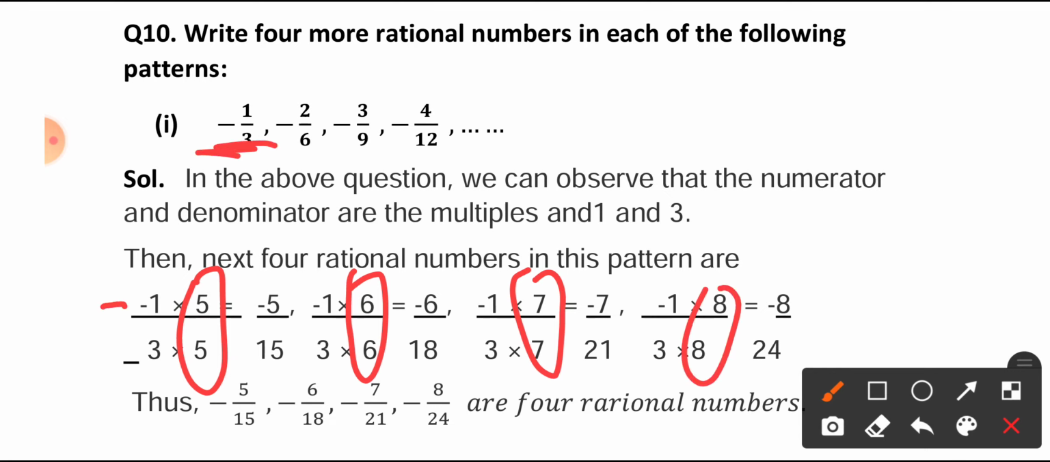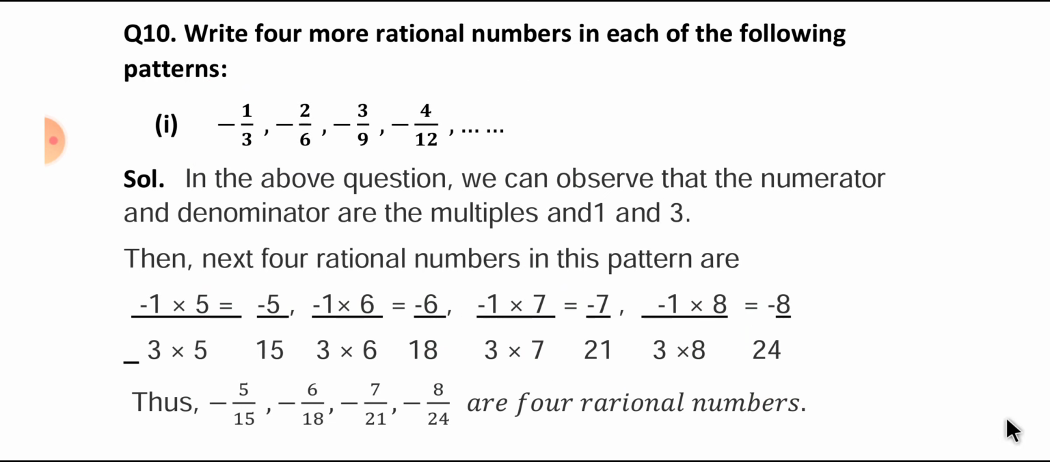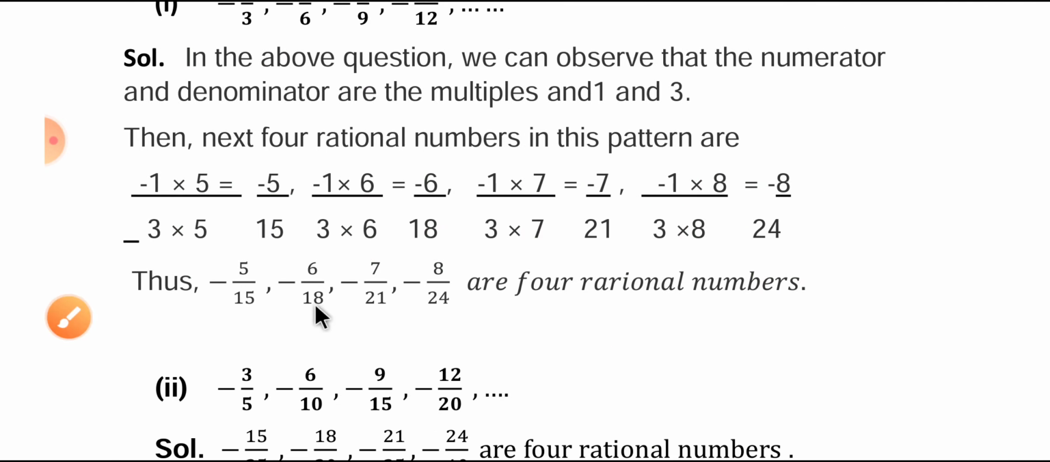Minus 1 by 3. So minus 1 into 5, minus 5; 3 5s are 15. After that minus 1 by 3 into 6, minus 6 upon 18. Then 7: minus 7 upon 21, and minus 8 upon 24. You have to multiply by 5, 6, 7 and 8 in the first starting number, minus 1 upon 3. So which are the 4 rational numbers? Minus 5 by 15, minus 6 by 18, minus 7 by 21 and minus 8 by 24. These are the 4 rational numbers.